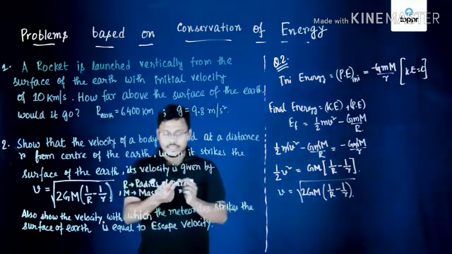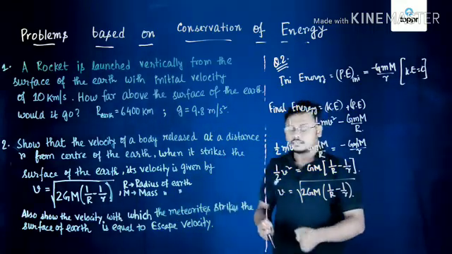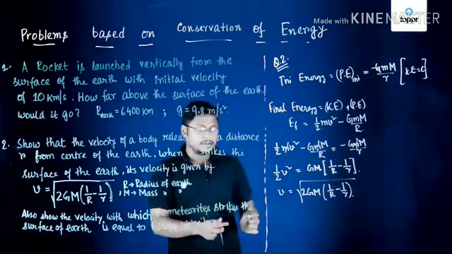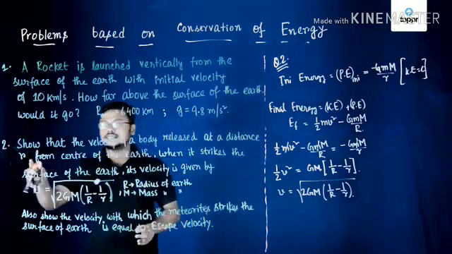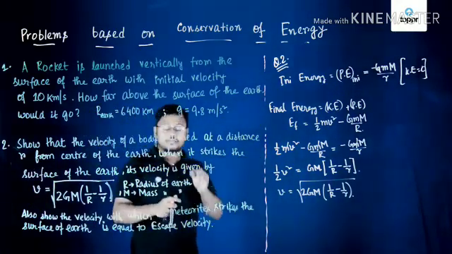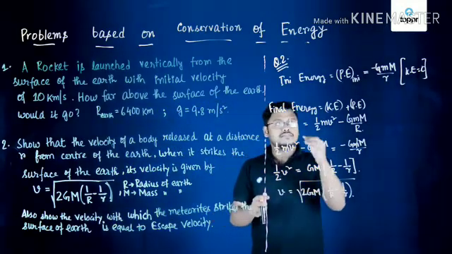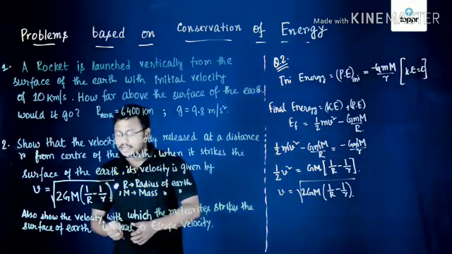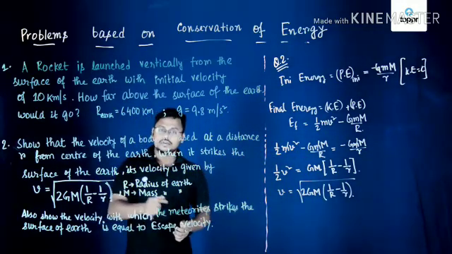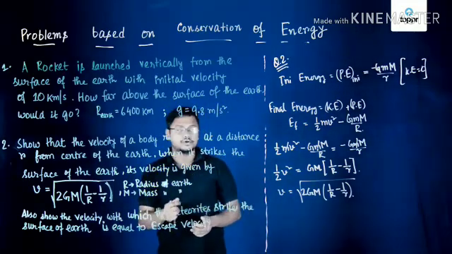So this matches with the expression of the velocity which has been asked for. This is the particular velocity with which the body, when released from a particular distance r from the center of the earth, strikes the surface of the earth. Now it has also been asked to show that the velocity with which the meteorite strikes the surface of the earth is equal to escape velocity.